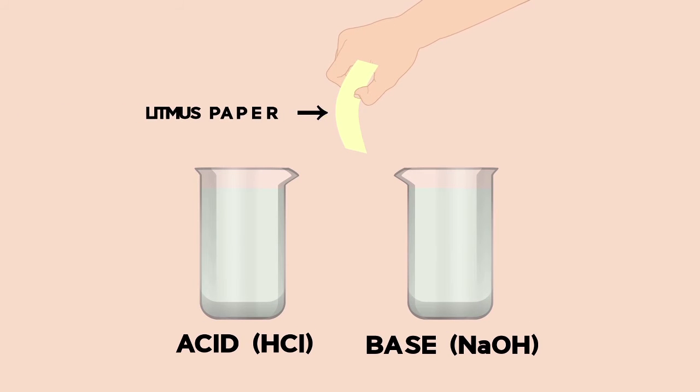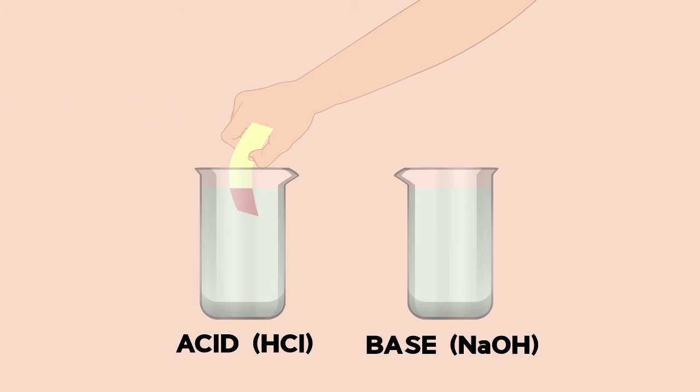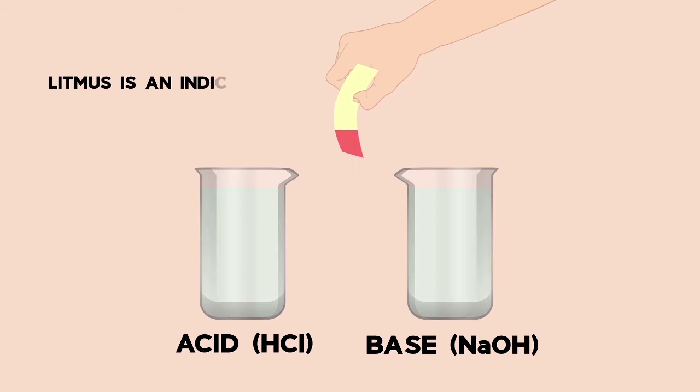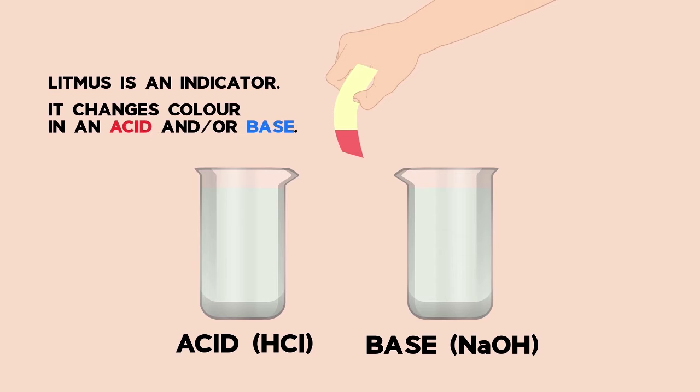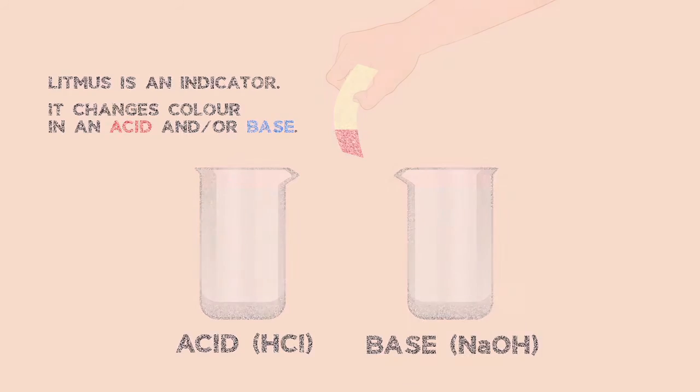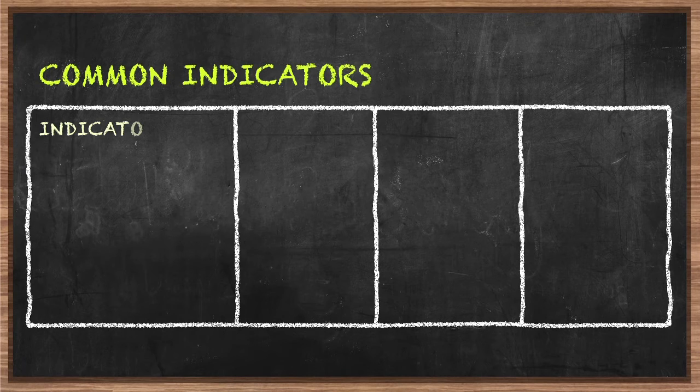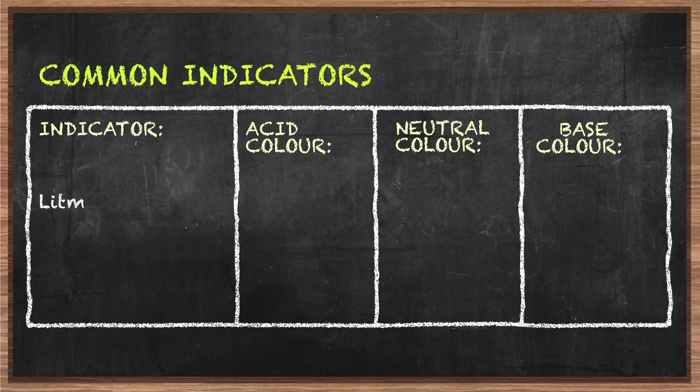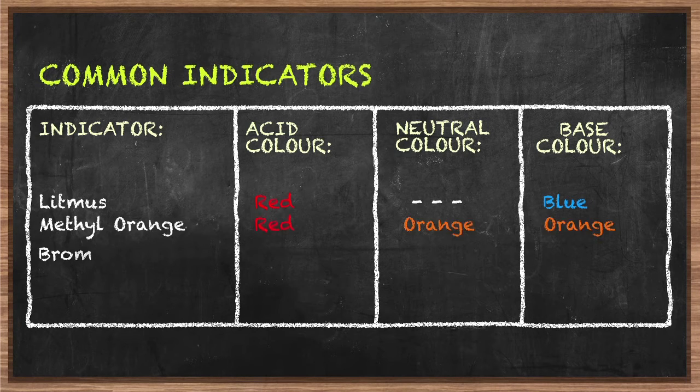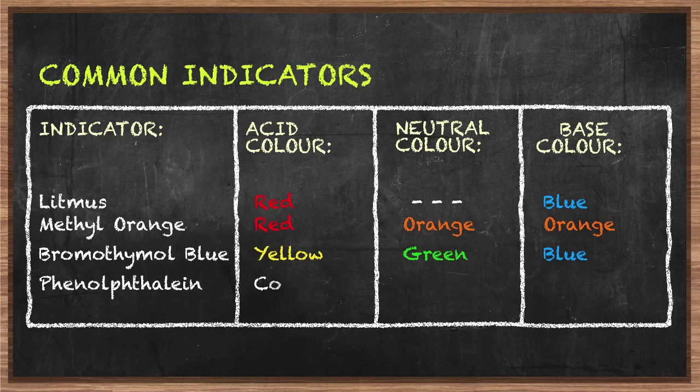Indicators such as the litmus paper change color in an acid and a base. Litmus paper turns red in an acid and blue in a base. If you put the blue paper back into the acid, it goes red again. Litmus is an indicator. It changes color in an acid and a base. The common indicators that we will use in the school laboratory are litmus, methyl orange, bromothymol blue, and phenolphthalein.